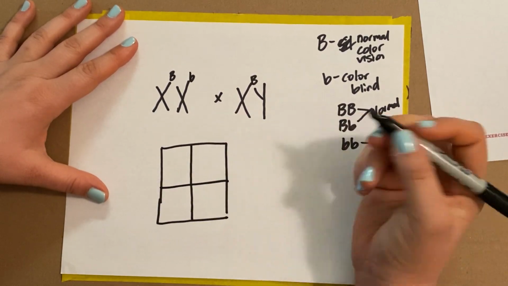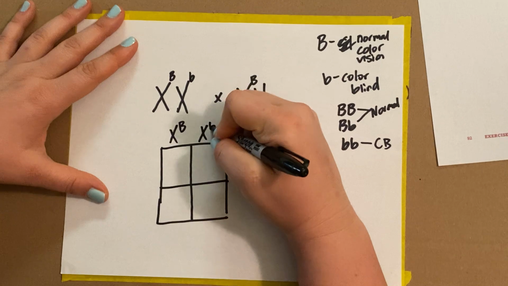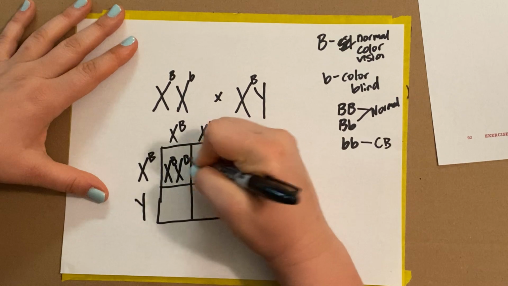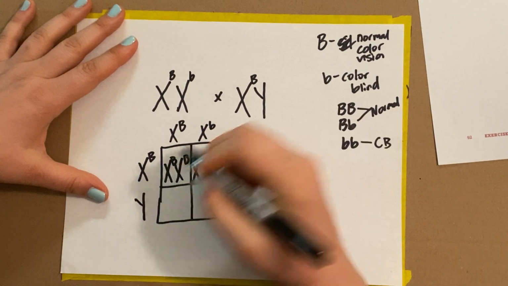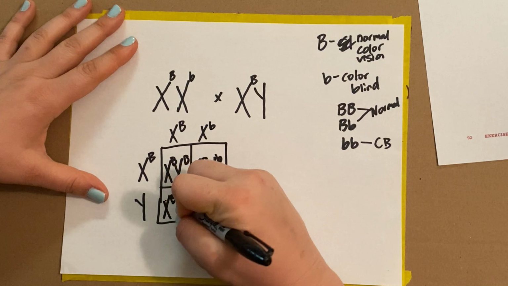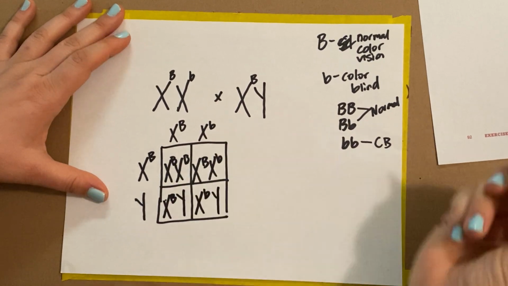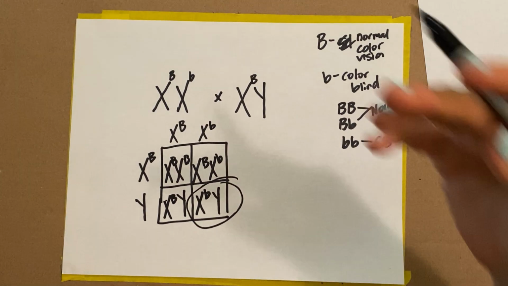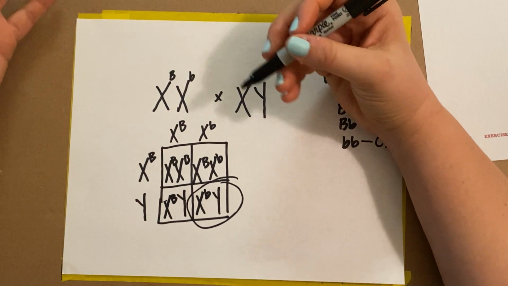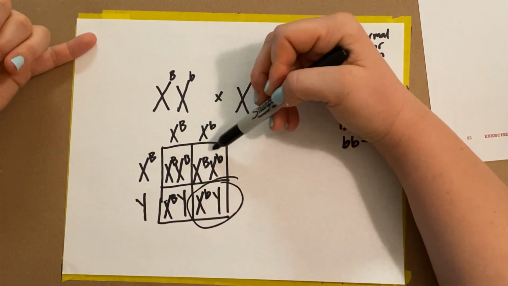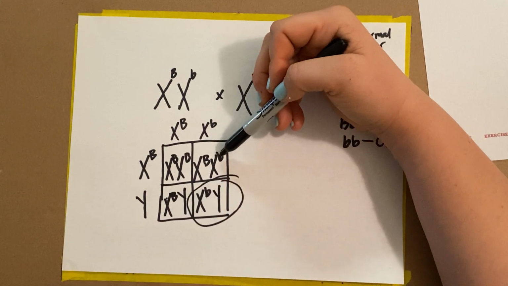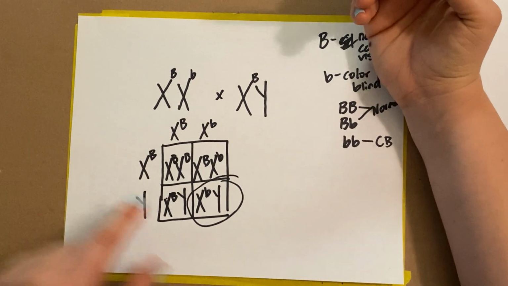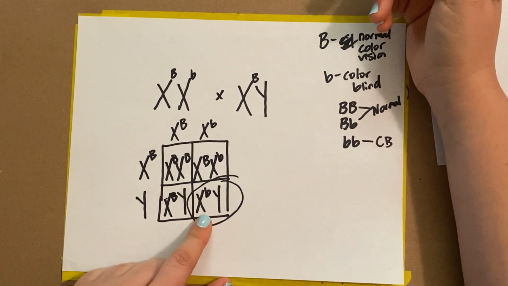I feel like I drew this too small. Okay, and here's our colorblind son. Okay, so this is again a very good example of why males are affected by certain sex-linked traits at a higher rate, because this female right here, she also got this faulty gene, but because she got the normal one from her dad, she has normal vision. So only the male child would be the one that has the color blindness.